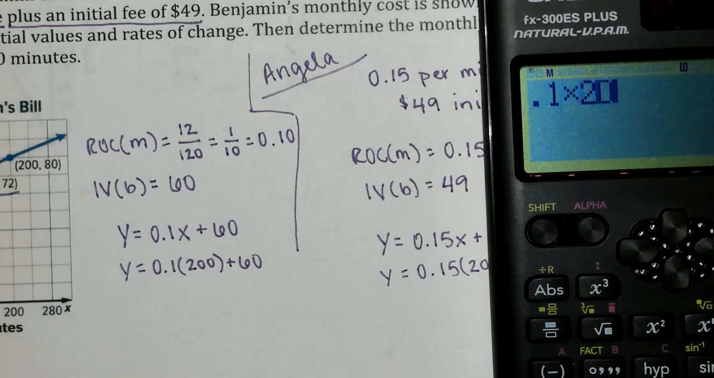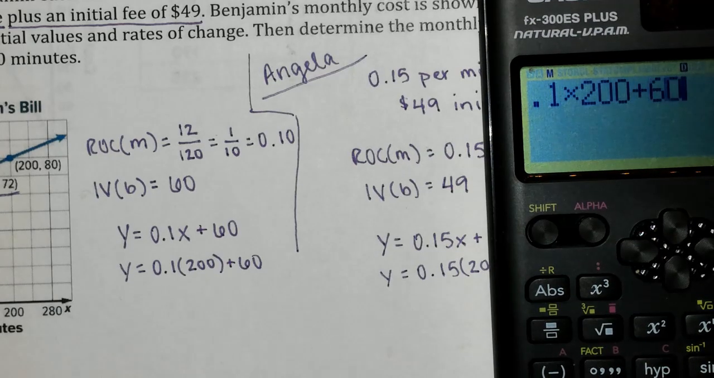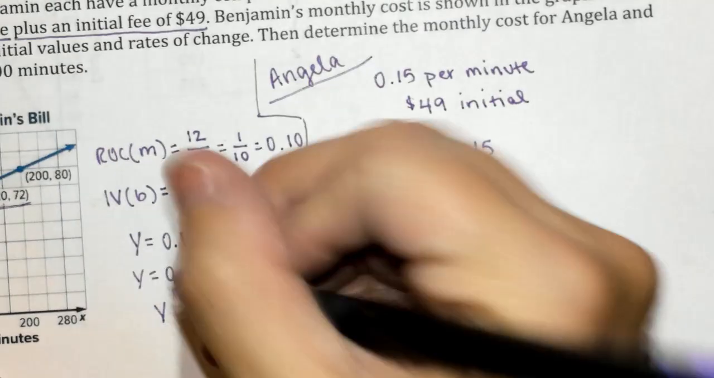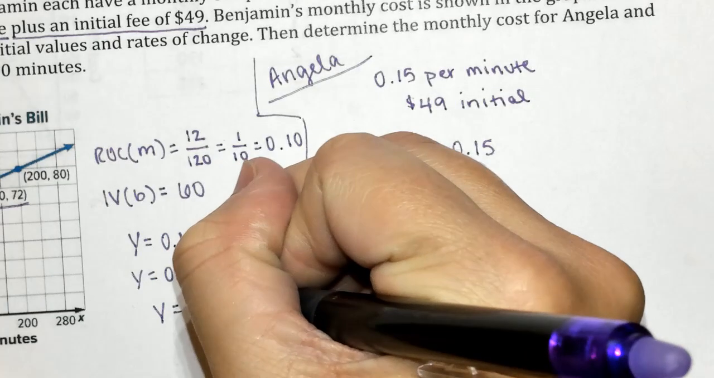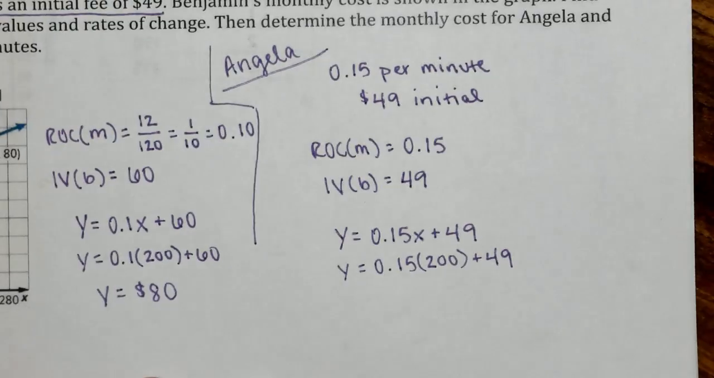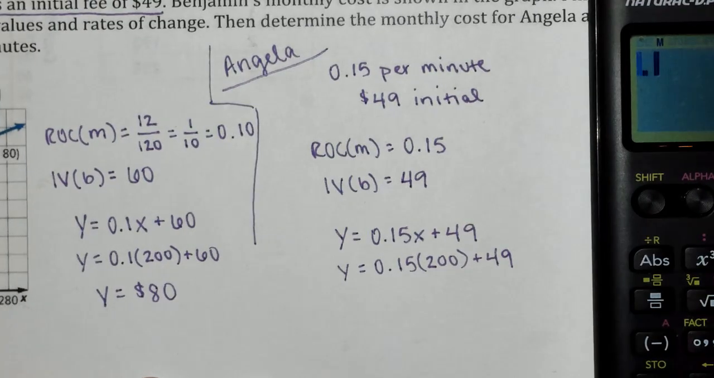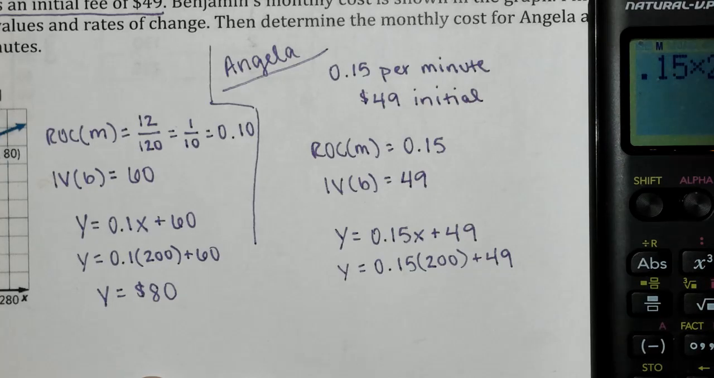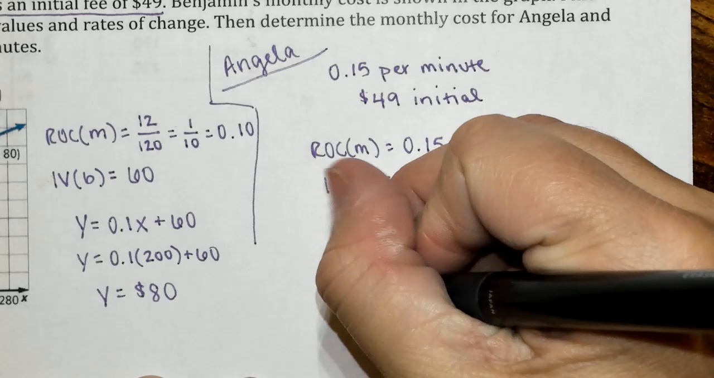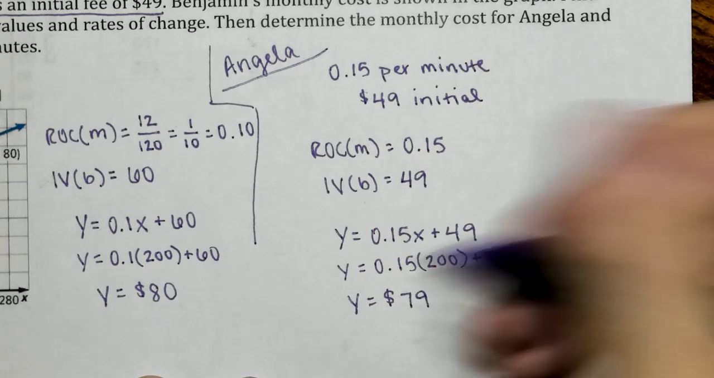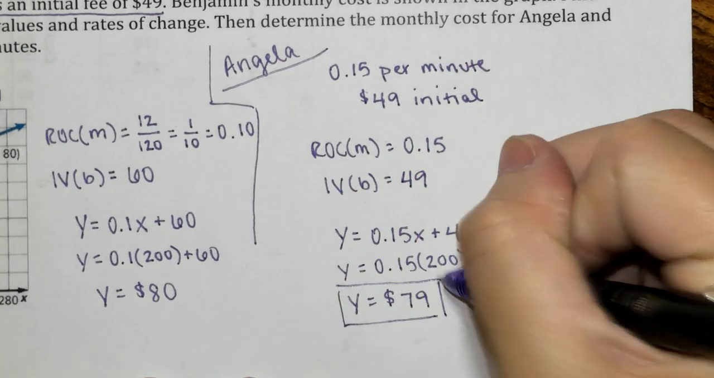0.1 times 200 plus 60. Your calculator will do those two orders of operations. We get $80. So for 200 minutes, it costs Benjamin $80. Let's figure out for Angela. For 200 minutes, we just do 0.15 times 200 plus 49. And that equals $79. So it's barely cheaper.